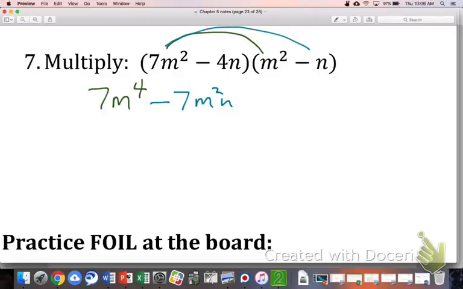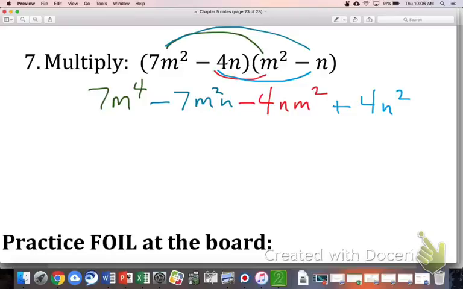Next, of course, is your inners, so that would be these two right here, -4n times m squared. And this is a lot like your outers. So -4n times m squared would just be -4n m squared. Again, positive times a negative is a negative. And then lastly, your lasts would be -4n times -n. Negative times a negative is a positive, so this will be plus. And then n times n, those are like bases, right? So what is n times n? N squared, right? So it'd be plus 4n squared.